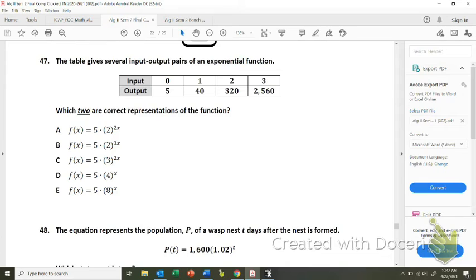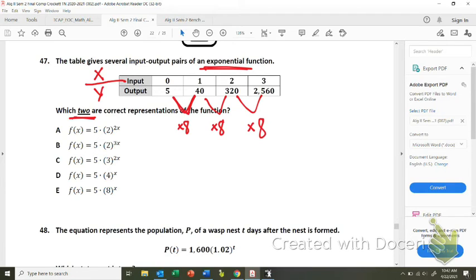All right. It says it's an exponential function, so we know it's going to be a constant multiplier. And it says which two. One thing to remember is inputs are x and outputs are y. So 5 times what is 40? 8. 40 times 8 is 320, and 320 times 8 is 2560. So we're looking for when we multiply by 8 every time.